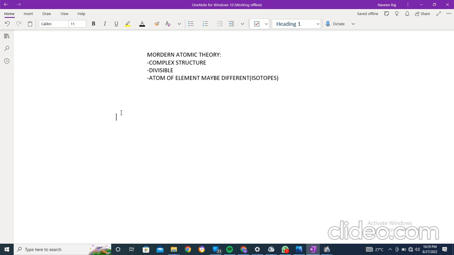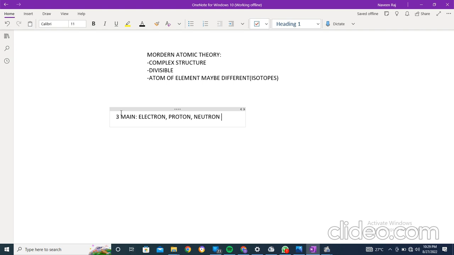Suppose you can say that there are further particles, three main ones: electron, proton, neutron, right? So three main particles or subparticles were found by dividing the atom, and we all know about that, and we'll be studying that very soon, their discoveries and all that.